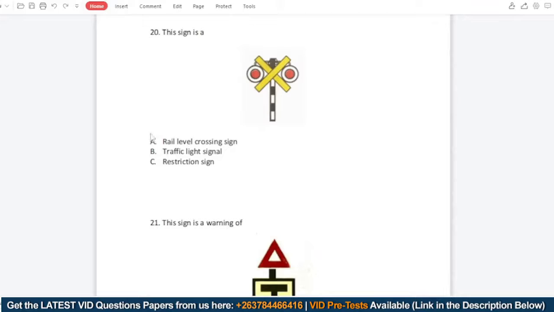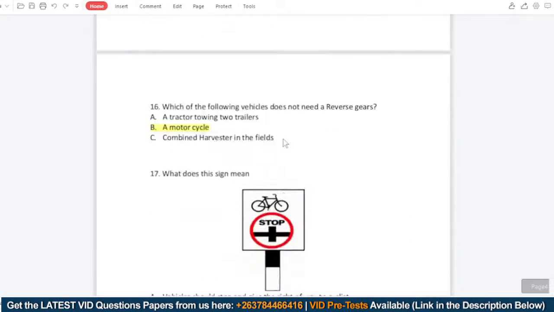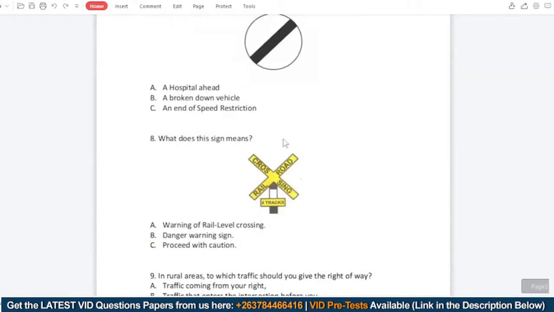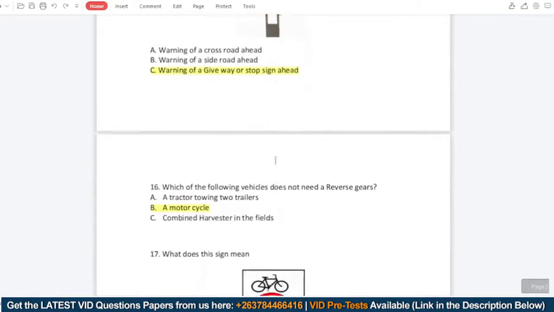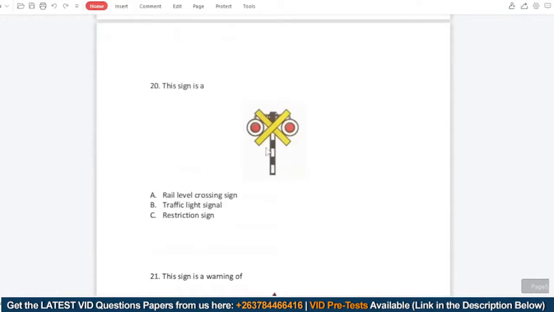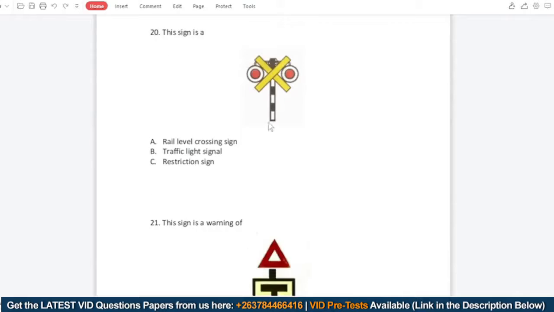Sorry for that. As I was saying before I got interrupted, this one is a traffic light signal. As you can see by this little red circle, these are traffic lights. Actually, they will light up. So this one is a traffic light. It's not a rail level crossing sign. It's very different. Let me show you a rail level crossing sign so that you know they are very different. This is a rail level crossing sign, and this one is a traffic light sign, as you can see here.